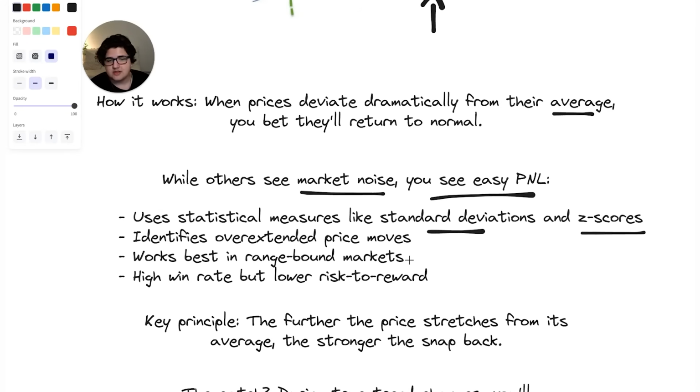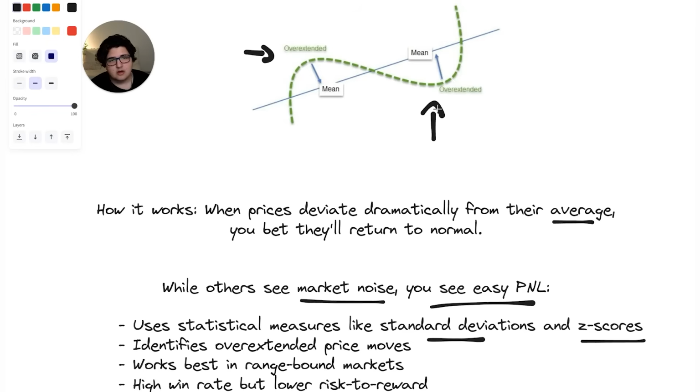Now, these work obviously best in range-bound markets or very volatile markets that are still range-bound, and they are often very high win rate but very low risk to reward, meaning that most of the time, if you think about it, if you're buying at a trough, you're going to get a very high win rate because when a price is that overextended, most likely it will snap back, meaning that you have that high win rate period there.